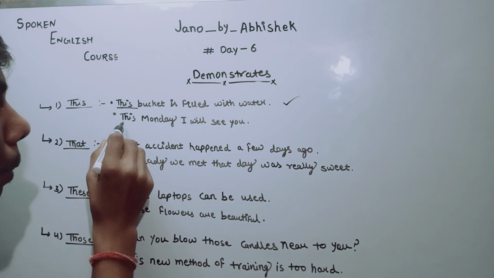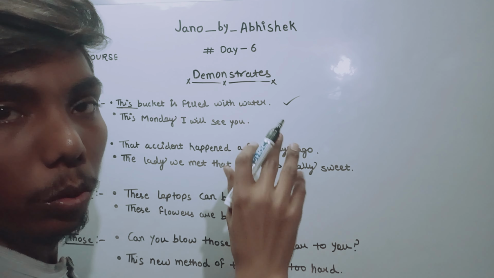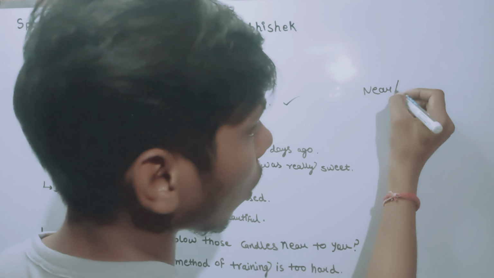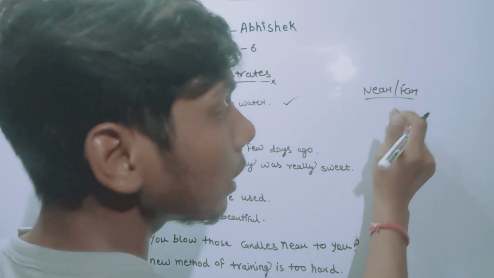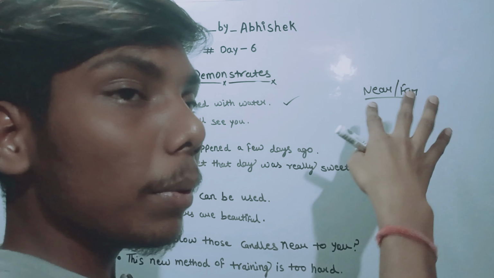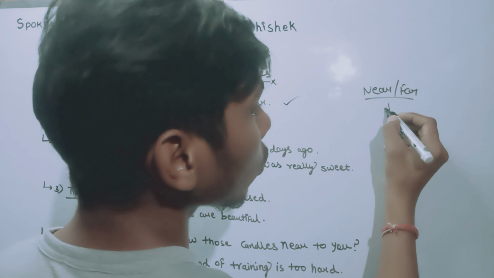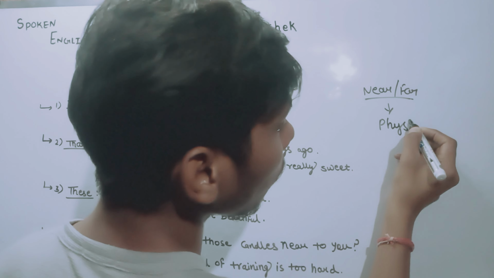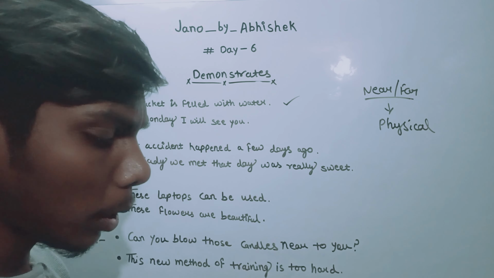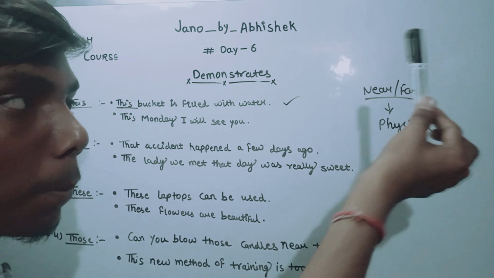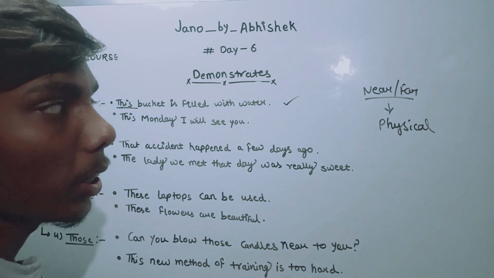Now see the second one. This Monday I will see you. A very important thing about demonstratives is that when I said near or far, these two words, it doesn't mean physically near or far. It can be in time also. So first, it can be physical. Let's suppose this is a marker, so it is near to me. Now it is far to me. So it is a physical distance, near and far.